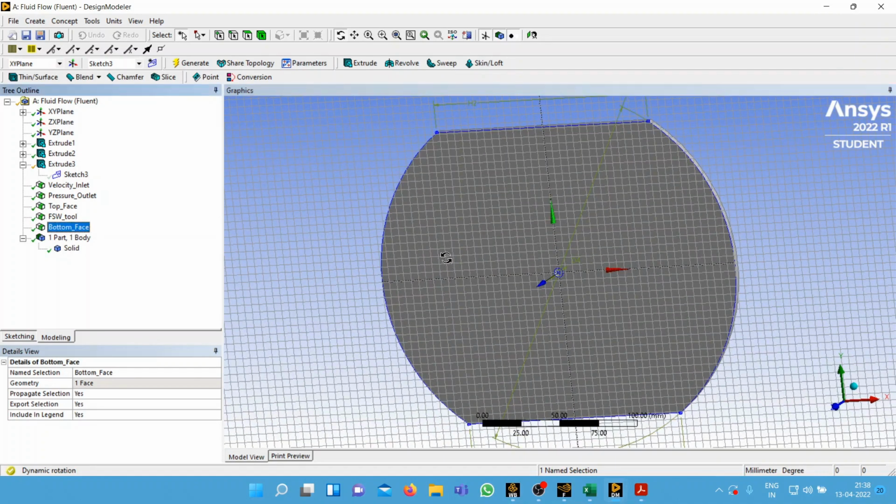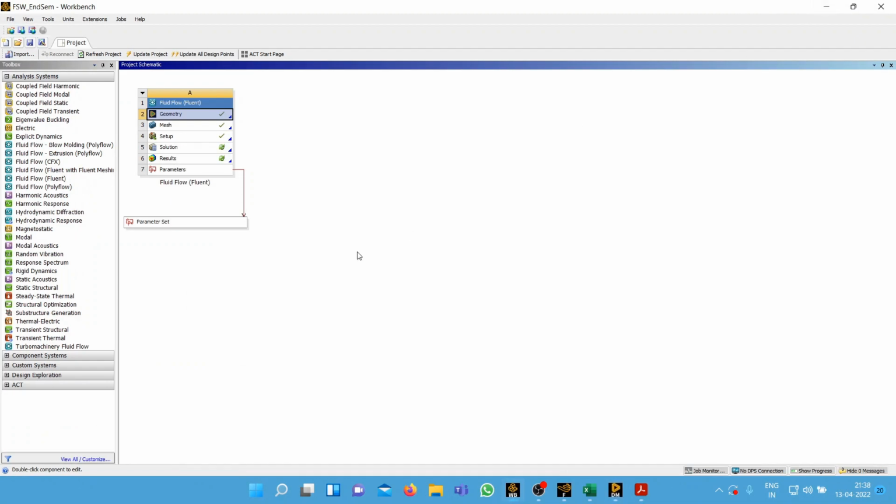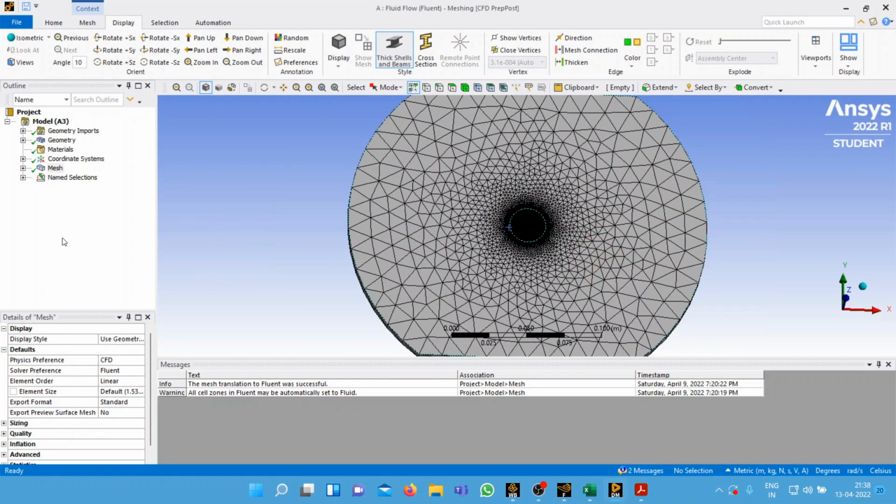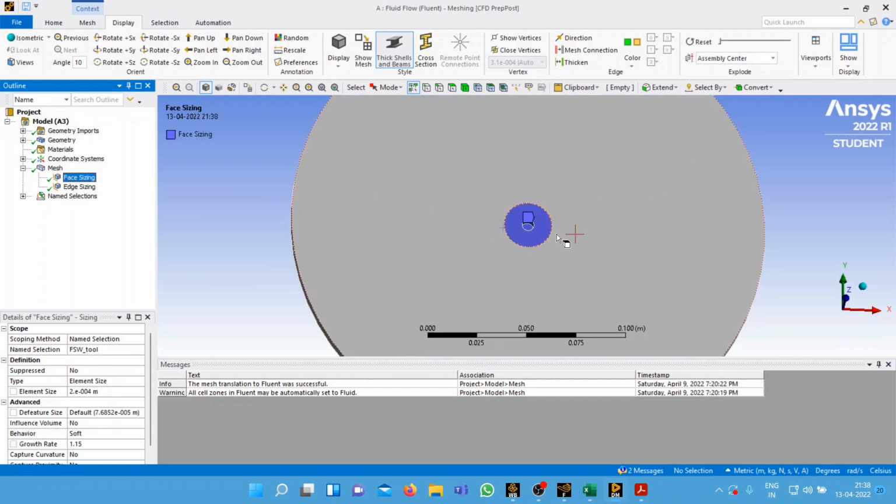Okay, so after making the model, we have named the selections. These are all the parts, and then it is ready for meshing. After doing this, I went to the meshing portion. Yeah, this is the meshed portion. In meshing, initially I did a face meshing here.